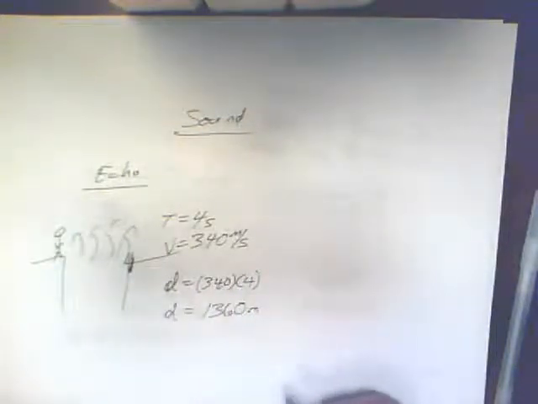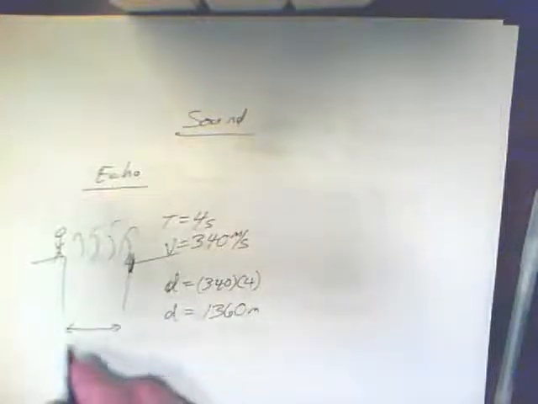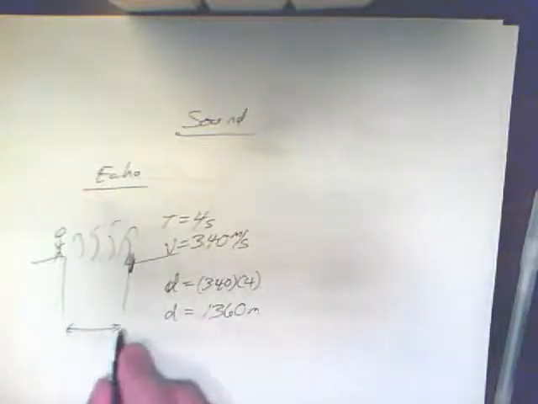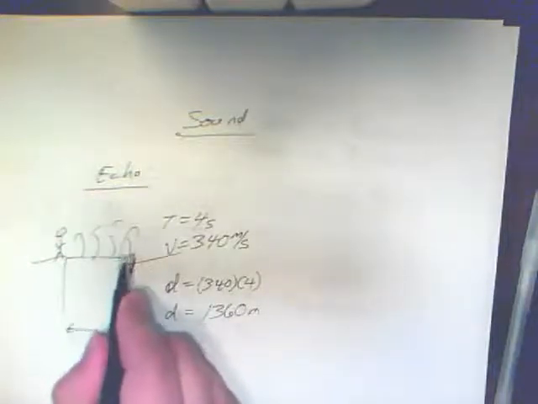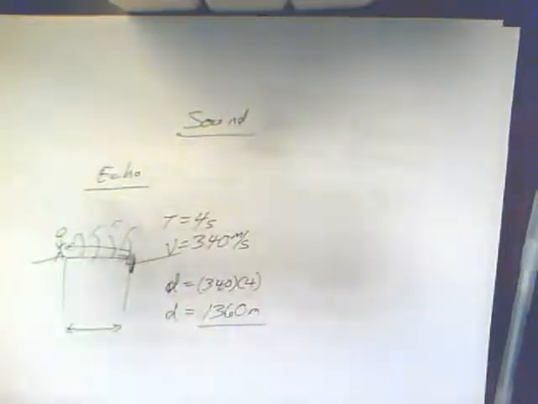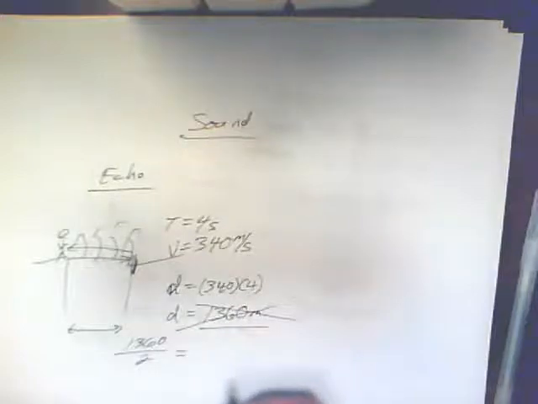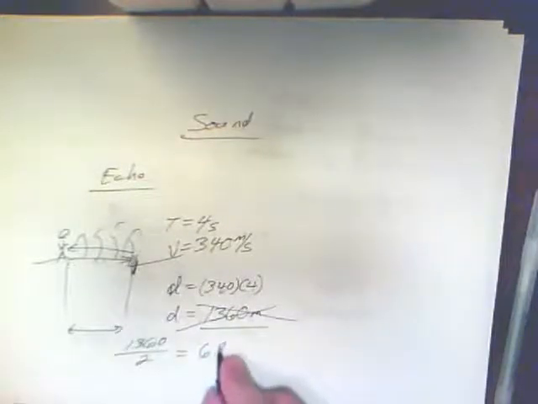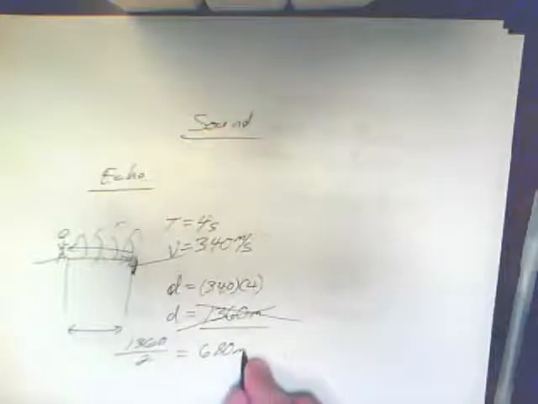That's how far the sound wave traveled, but the question was asking how big is the canyon. So it was asking for this distance here between these 2 walls. It was not asking for the distance there and back, which is what the 1360 is. So 1360 is wrong. We need to take the 1360 and divide it by 2 because we only want to know how far it is one way. That makes it 680 meters.